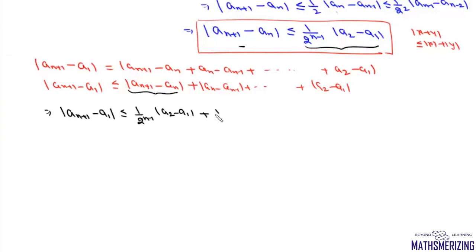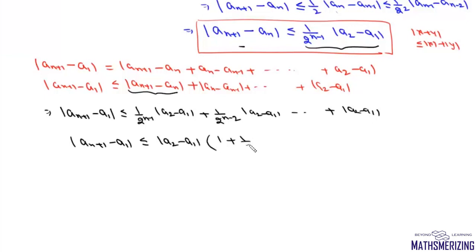In the same way, the next term will be less than or equal to 1 upon 2 to the power of n minus 2 into mod of a_2 minus a_1. Eventually we'll have a_2 minus a_1 itself. So we'll take mod of a_2 minus a_1 common. So we'll write mod of a_{n+1} minus a_1 is less than or equal to mod of a_2 minus a_1 times this GP, which is 1 plus 1 by 2 plus 1 upon 2 squared up to 1 upon 2 to the power of n minus 1, and any partial sum is always less than or equal to the sum of the infinite series when the terms are positive.